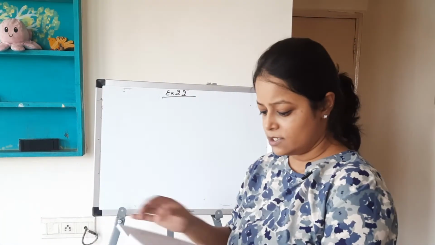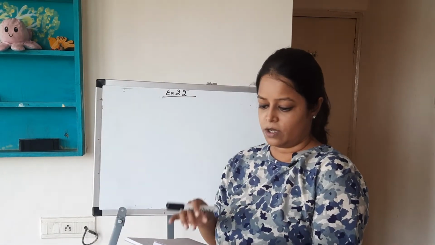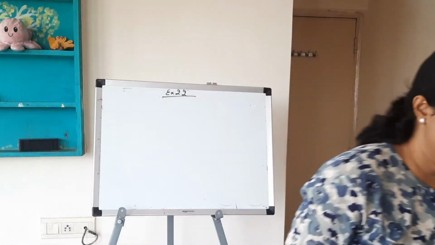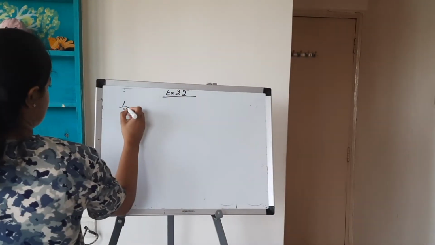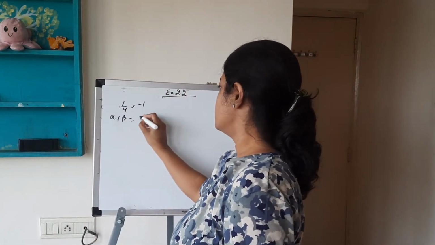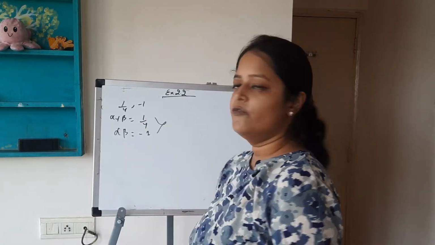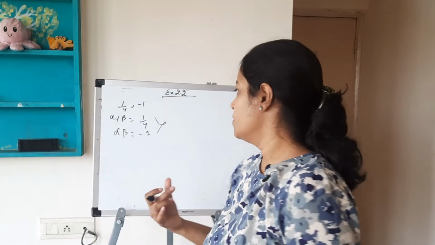So, for the next question of exercise 2.2, the question is, find a quadratic polynomial. We've been given the sum and product of the zeros, right? So this is the sum and product of the zeros, which means alpha plus beta is 1 by 4, alpha beta is minus 1. So from here we have to derive the equation, right?